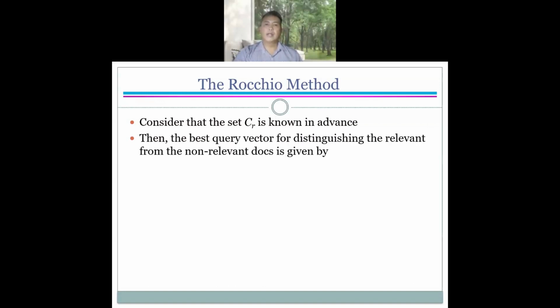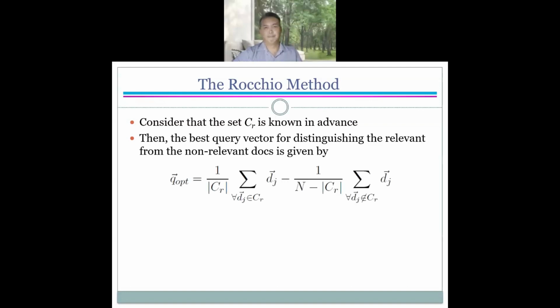process. Okay, so let's consider that the set of CR is known in advance. So this is the relevant documents. Let's assume that we know the content of this, or the list of documents that we have in the relevant documents. Okay, and then the best query vector for distinguishing the relevant from the non-relevant documents is given by this. Okay, so looks familiar, huh?